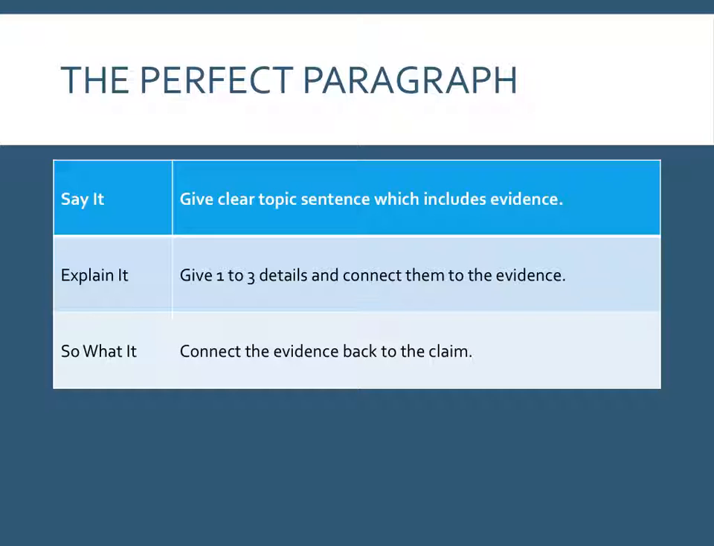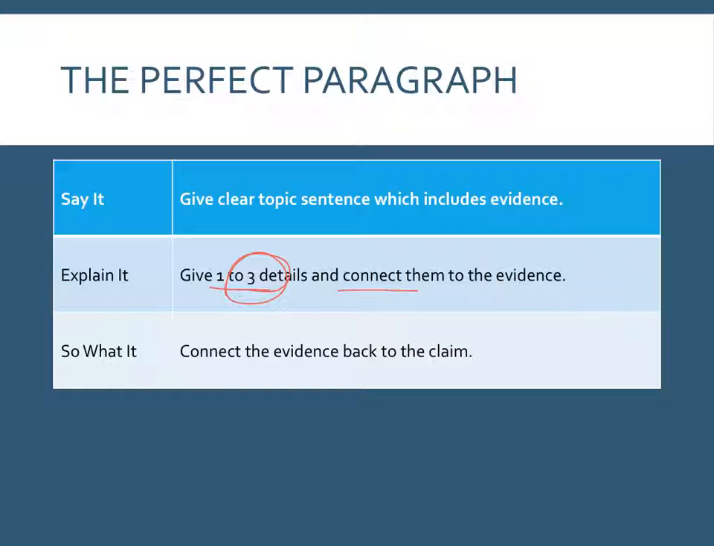1 evidence per paragraph. Once you've given your evidence, you're going to explain it. This is where you give 1 to 3 details and connect them to the evidence. And I say 1 to 3 with the understanding that you're probably going to be aiming more for that 3 level. But if you have one really strong detail, you can have a shorter paragraph. It's important here, though, too, that you don't just give the details, but that you connect them to the evidence.